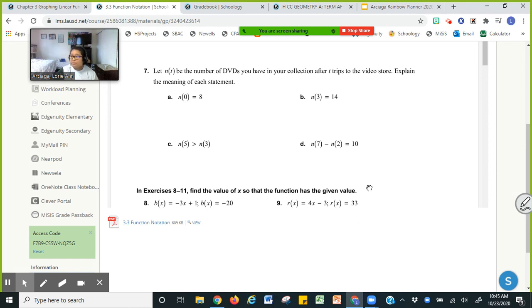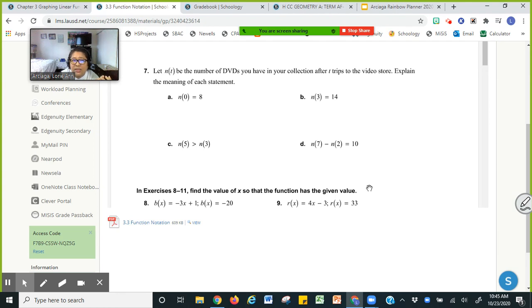Game. So let n of t be the number of DVDs. So every time you see something like this, n of 0, it's just talking about the number. Like the number of DVDs is 8. But what's the number inside the parentheses?